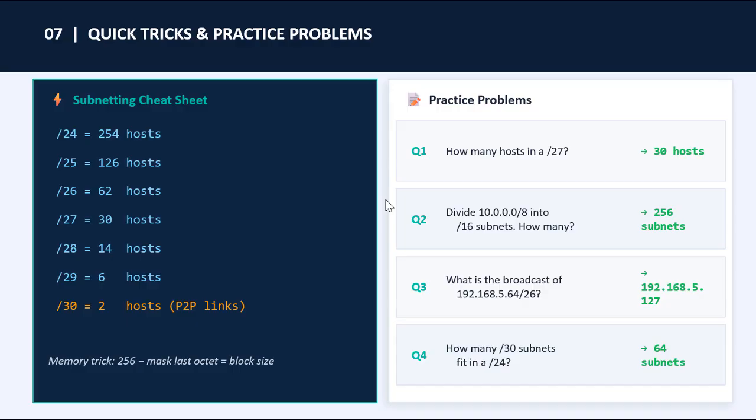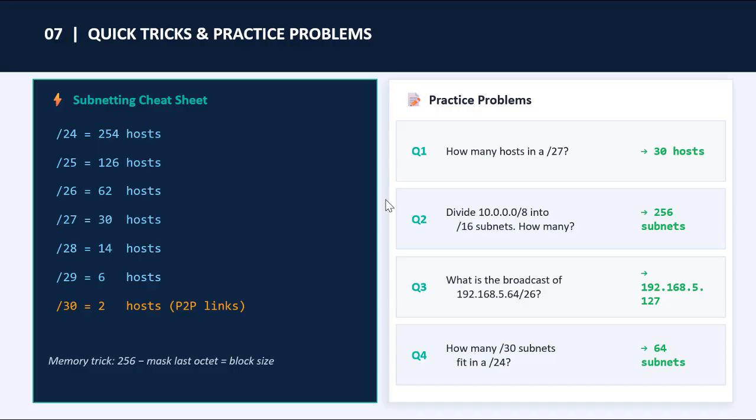Now divide 10.0.0.0/8 into 16 subnets. So how many bits are we borrowing? We're borrowing 8 bits, right? So 2 to the power 8 is 256 subnets.